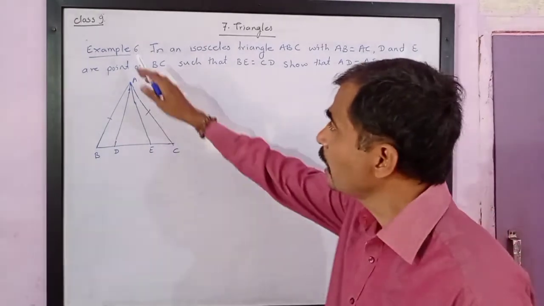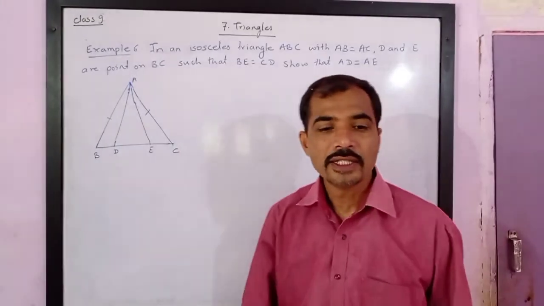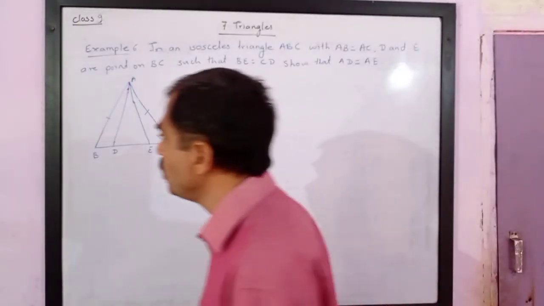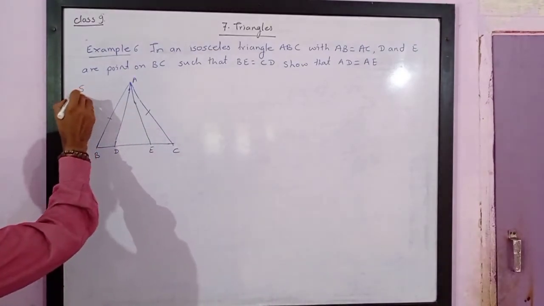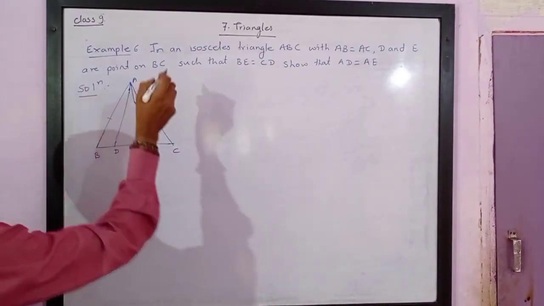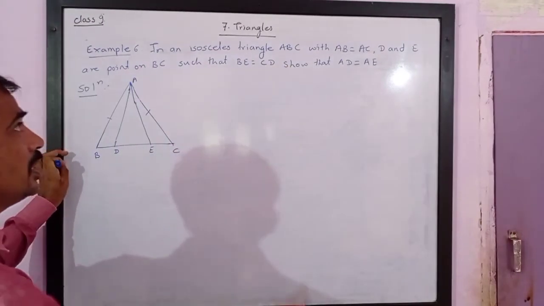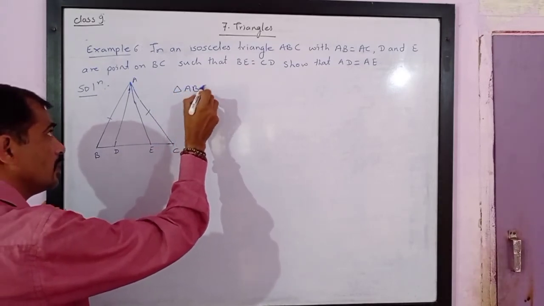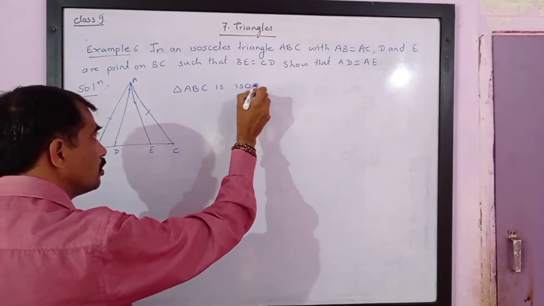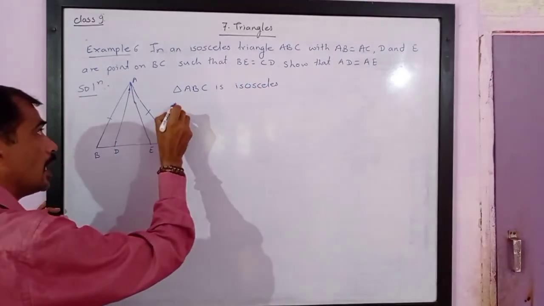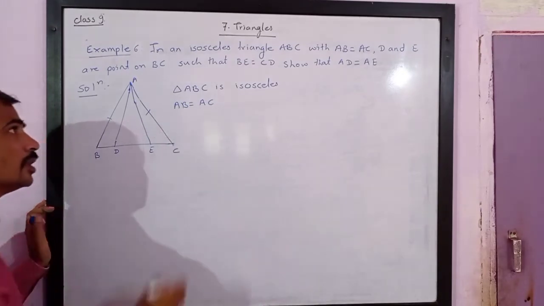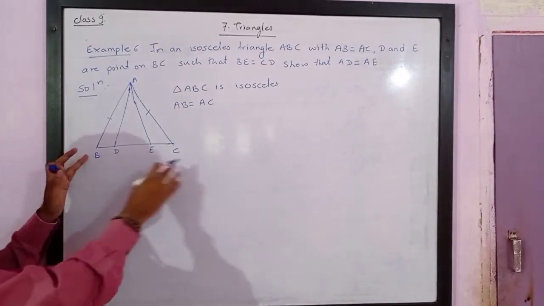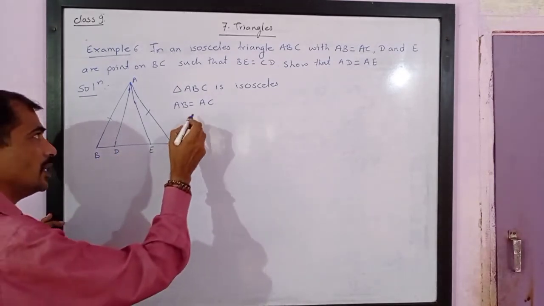Dear friends, in class 9 we are studying the 7th chapter, and example number 6 is: in an isosceles triangle ABC. So we are given triangle ABC is an isosceles triangle. Let us write whatever is given step by step. First step: in an isosceles triangle ABC with AB is equal to AC, so we are given triangle ABC is isosceles and AB is equal to AC. D and E are points on BC. It means D is between B and C. So we can write it like this.